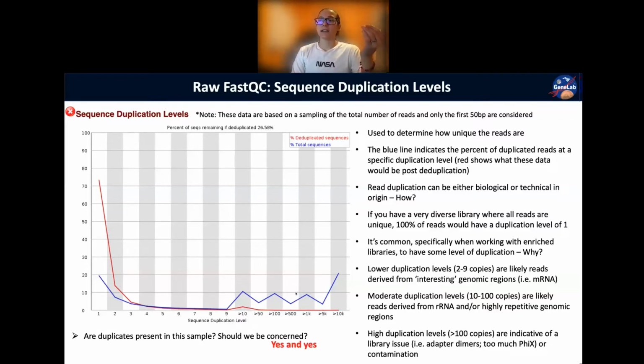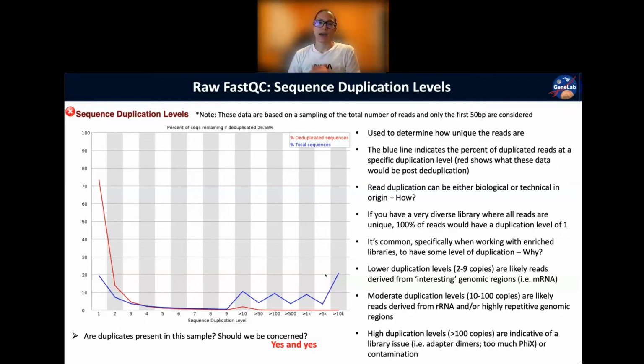Again, the caveat here is it's not distinguishing between biological and technical, right? So if these are biological duplicates, then there's nothing we should be concerned about. However, what concerns me is when I see these higher duplicate levels, like over 10,000 reads that are all exactly the same, and in the subsampling it's almost 20%. That might be an adapter dimer or something like that, which would concern us. And that's where we can look at some of these other graphs to know what it is.